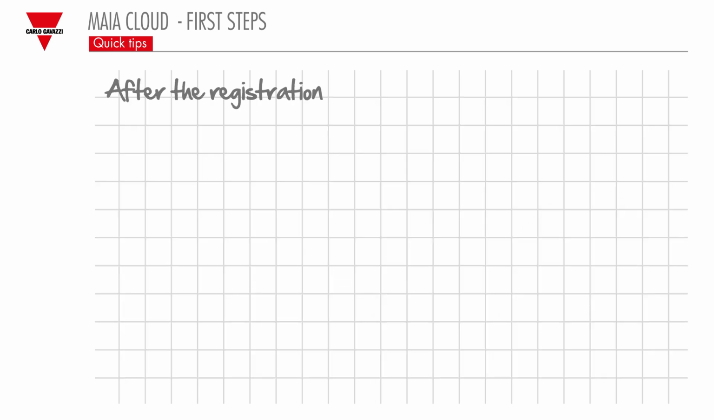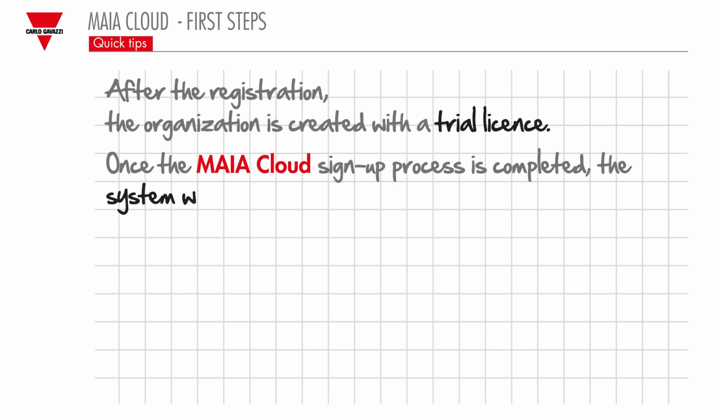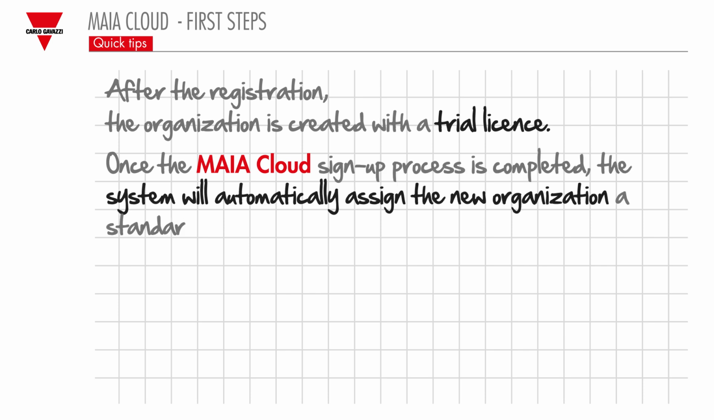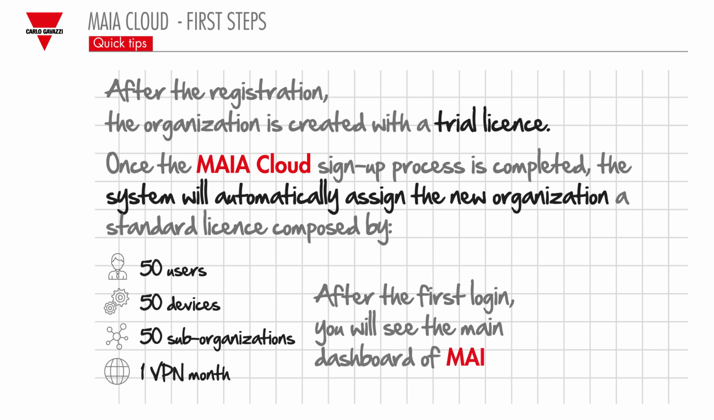After the registration, the organization is created with a trial license. Once the MAIA Cloud sign-up process is completed, the system will automatically assign the new organization a standard license composed by 50 users, 50 devices, 50 sub-organizations, 1 VPN month. After the first login, you will see the main dashboard of MAIA Cloud.